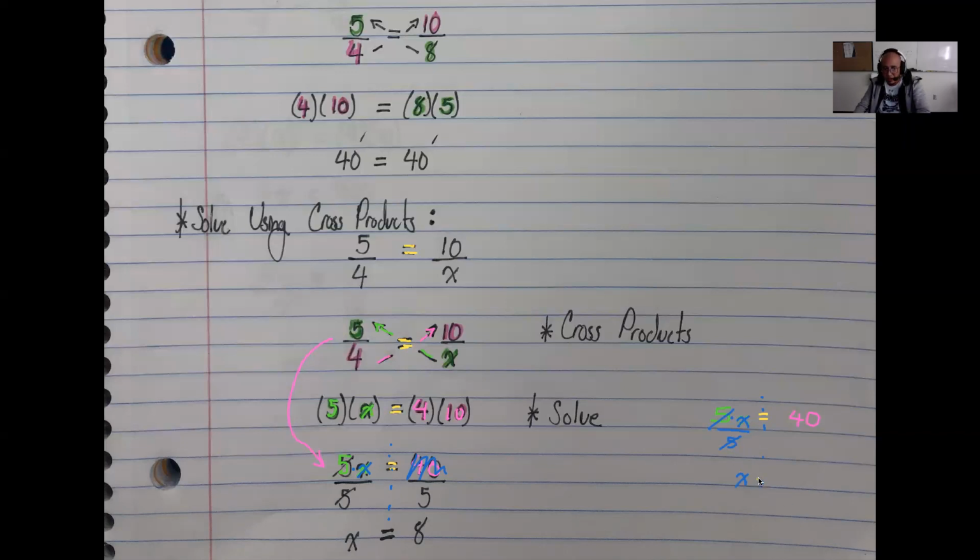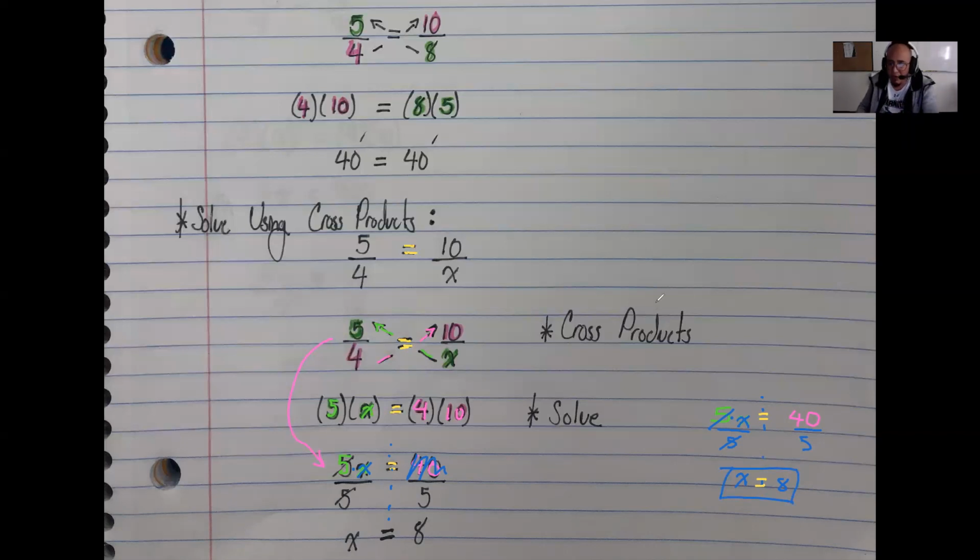However, ladies and gentlemen, whatever I do to one side of the equation, I must do to the other side of the equation. So 40 divided by 5, and that's going to give me x, and 40 divided by 5 is 8. Notice how I got the same answer as what I got in the problem up there, meaning that both of these methods work.